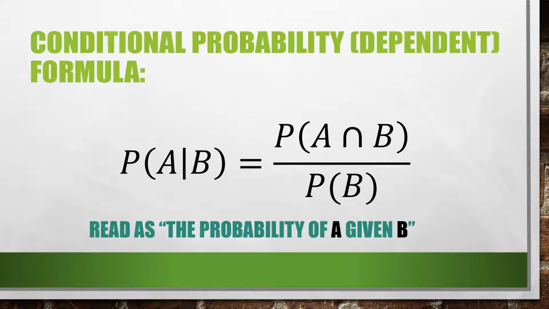Okay, so here's the formula for conditional probability, and this is typically referred to as dependent probability because the probability of one event is dependent upon the probability of another event. So the way that you read this formula is the probability of A given B.